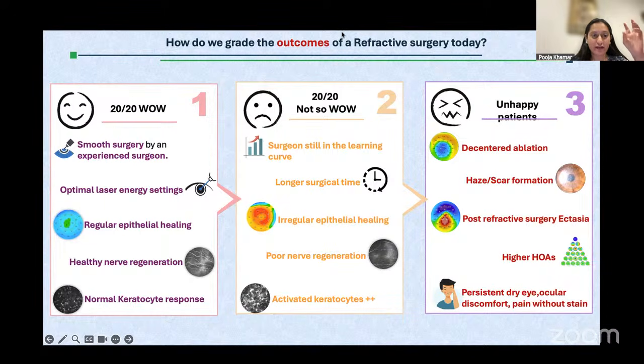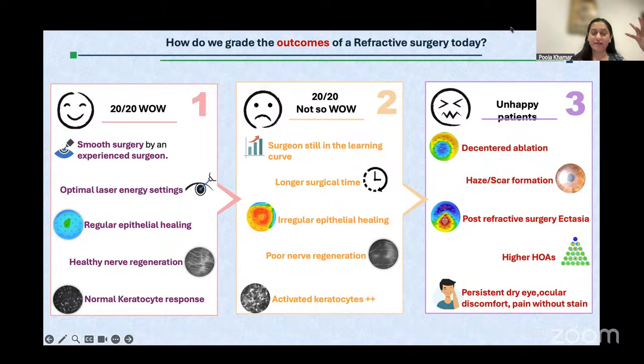When it comes to refractive surgery today, we have three types of patients in our clinic. One is 20/20 vision, very happy with the quality of vision. The second set of patients is 20/20, but they're not so happy with the quality of vision or the quality of life.